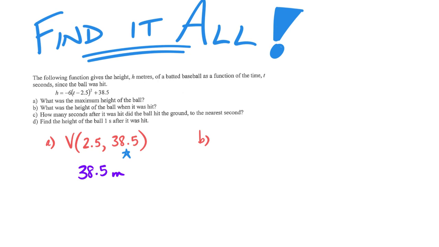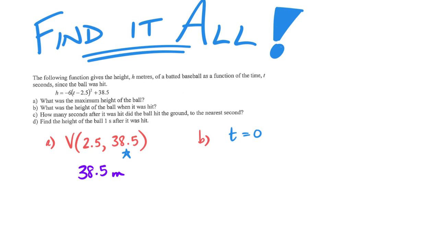Second question asks us, what is the height of the ball when it was hit? So if I work my way through that one, the function represents height over time, and specifically my time was since the ball was hit. So if I'm looking for when the ball was hit, I'm actually looking for when no time has passed. That is when t equals 0.